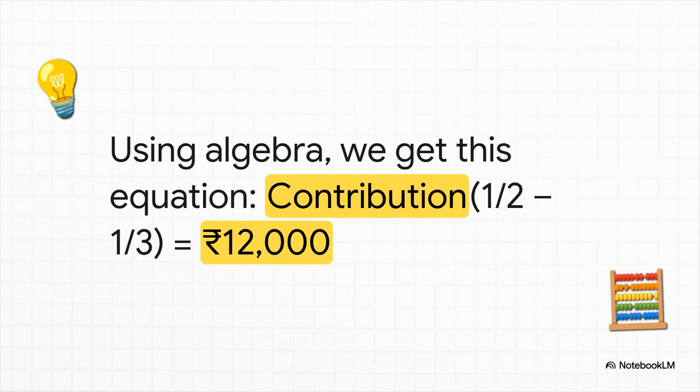And this is what it looks like. Isn't that neat? By plugging everything we know into the simple fact that EBT equals EBIT minus interest, we get this equation right here. We've managed to connect our two leverage ratios and that known interest figure of 12,000 rupees. Now all that's left to do is a little bit of simple algebra to solve for contribution.